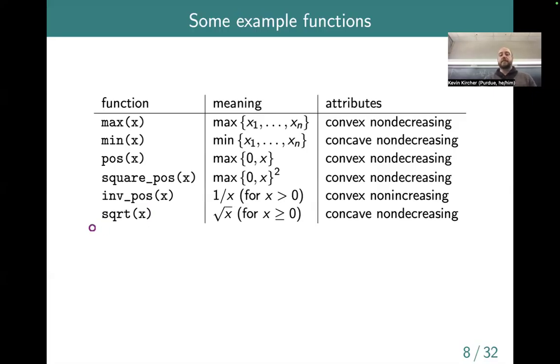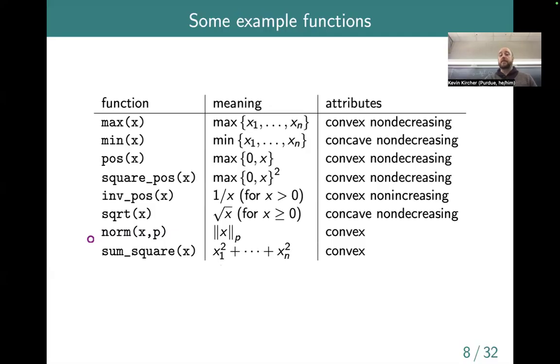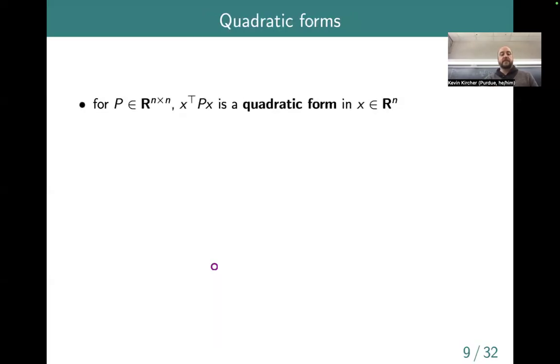The square root function. Norms: any norm with a subscript p. This could be the 1 norm, the 2 norm, the infinity norm, or actually you can take the 12 norm or the 9 norm. That all works with different values of p, and those are all convex functions. And then the sum of squares. This comes up, for example, if you're solving a data fitting type problem, where oftentimes you will look at the sum of squared errors as your optimization criterion. And that sum of squares of x is, again, a convex function.